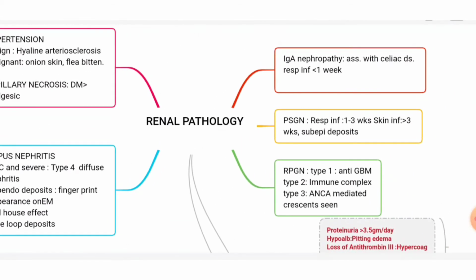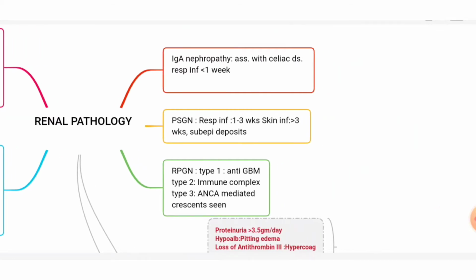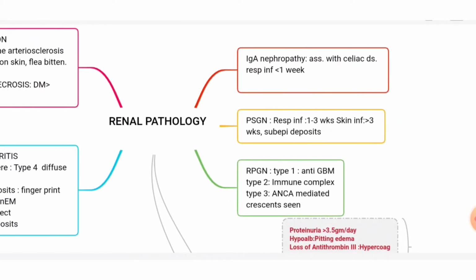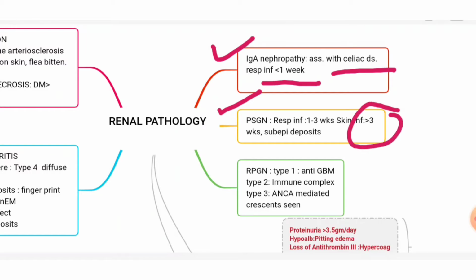Now let's talk about IgA nephropathy. IgA nephropathy is associated with celiac disease, and there will be history of respiratory infection less than 1 week. In post-streptococcal glomerulonephritis, respiratory infection will be of 1 to 3 weeks and skin infection more than 3 weeks, and subepithelial deposits will be present.